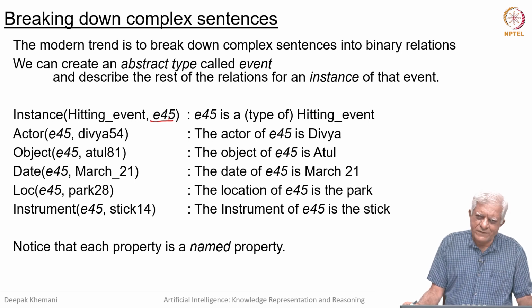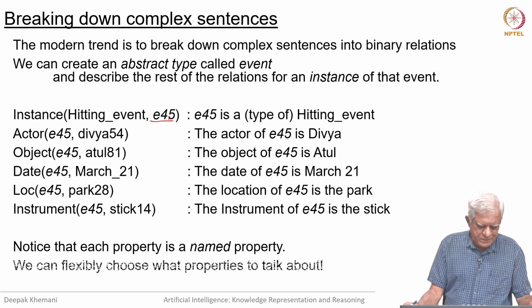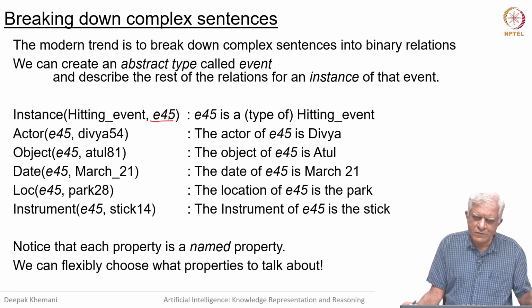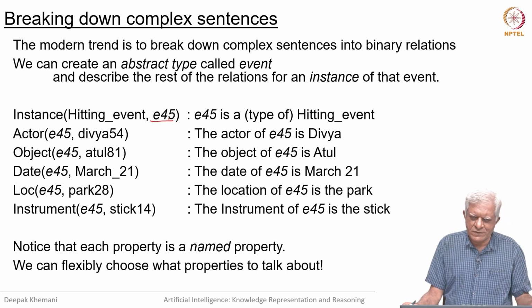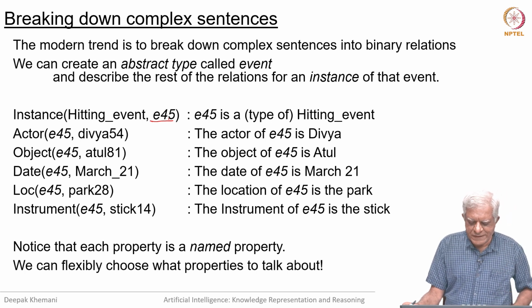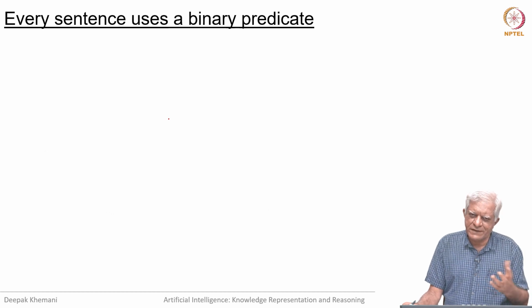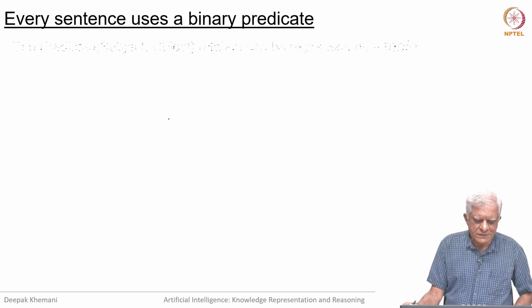So, notice that we have talked about named properties: actor, object, date, location, instrument. We can flexibly choose what we want to talk about. So, maybe we do not want to talk about the date, maybe we do not want to talk about the location. We can choose what to add to the representation. Now, it is also popular to represent these in a slightly different format, which is as follows.